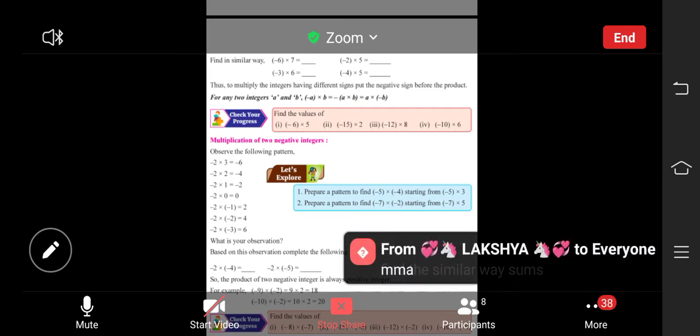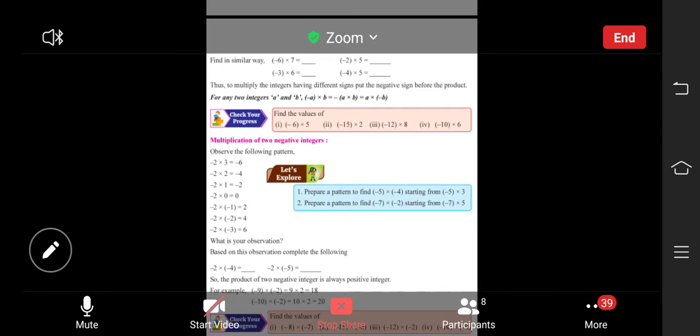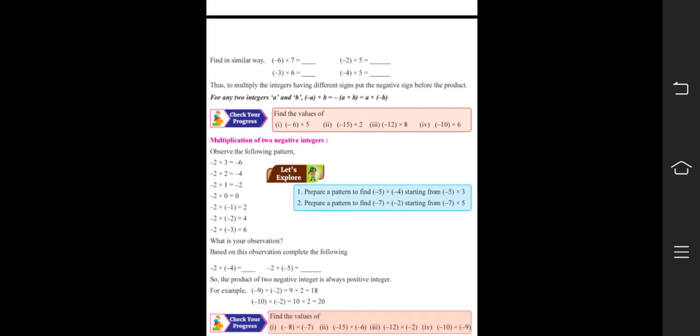Next, minus 2 into minus 1. What is the answer? 2 ones 2. Minus of minus, what is the answer? Plus 2. Minus 2 into minus 2, plus 4. Minus 2 into minus 3, plus 6 is the answer.